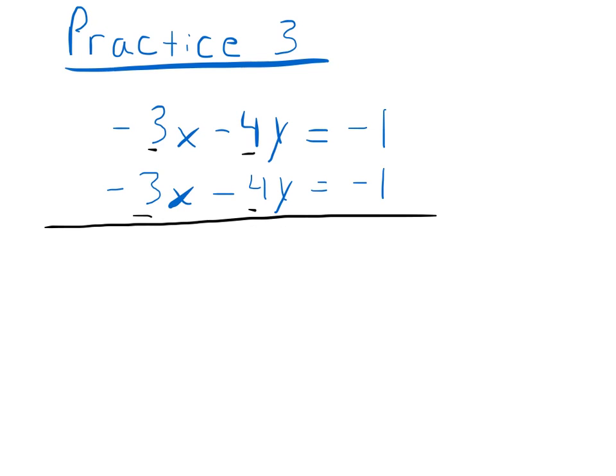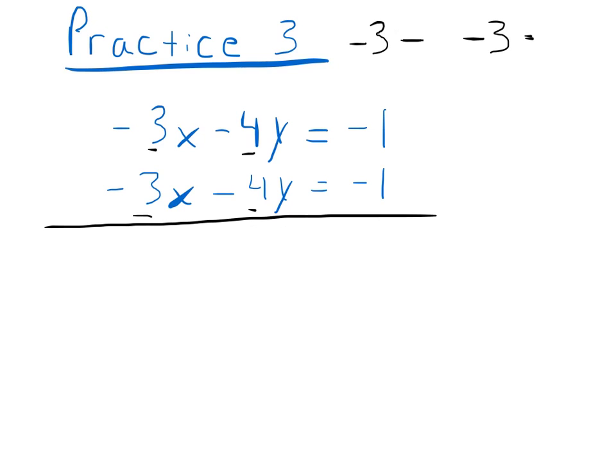So the question becomes, how do I cancel the x's? I have -3 and -3. What operation do I need to do in between these, add or subtract, to get them to cancel? Well, if I add them, -3 plus -3 would give me -6. So I don't want to add them. That's not going to cancel, so I know I need to subtract them.